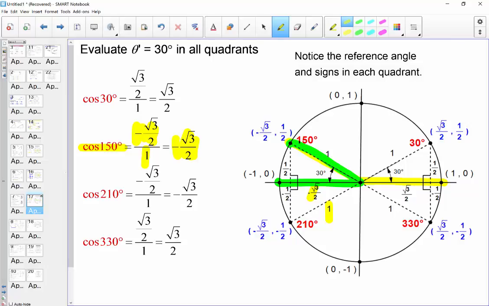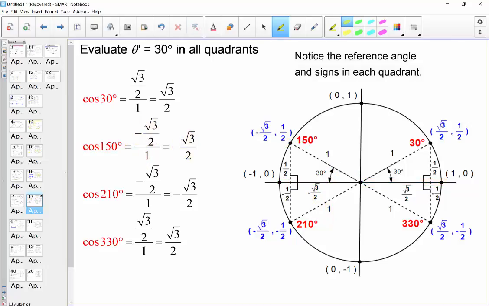Again, notice that the signs reflect the location of the triangle and the quadrant that it's in. So because we're in quadrant 2, the x value, which is the negative square root of 3 over 2, was negative, and the y value, which is 1/2, was positive.